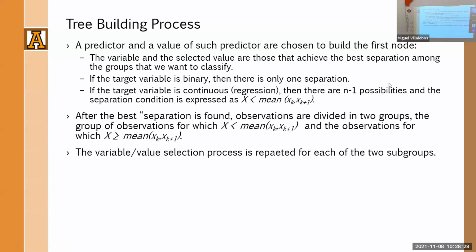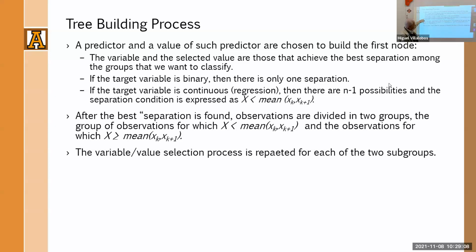Now, here, a predictor and the value of that predictor are chosen to build the first node based on purity. The variable and the selected value are those that achieve the best separation among the groups, because we want homogeneity within each of the subgroups, okay? But differences between the two groups. So that's the one that achieves the best separation. Now, if the target variable is binary, then there is only one separation.